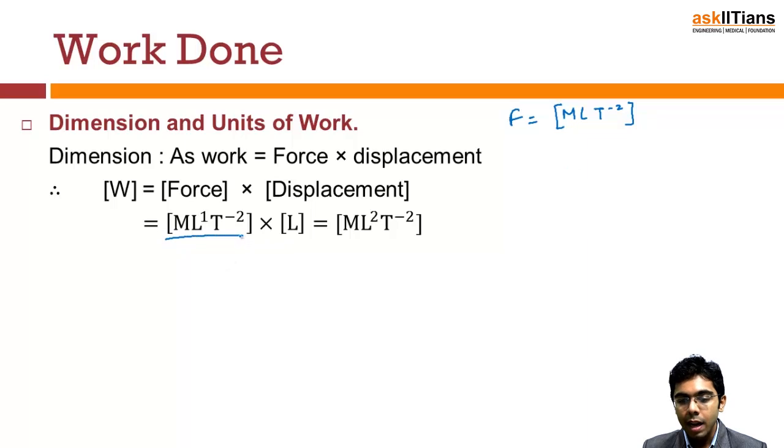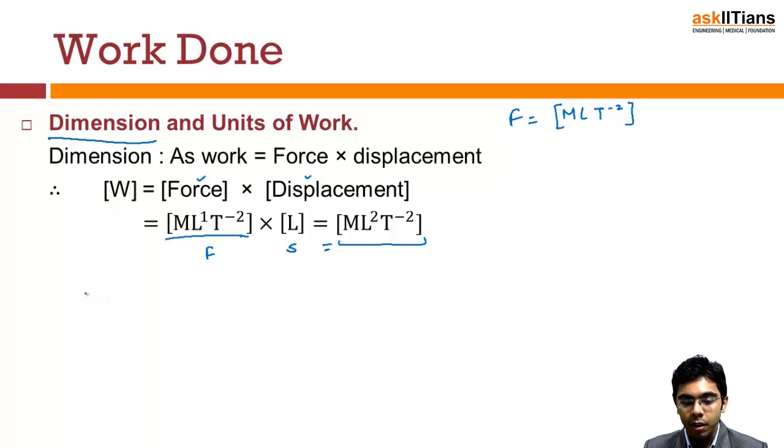So this, as it's MLT minus 2, is force, and it gets multiplied with the displacement. Since work done has the formula force into displacement, force has the dimensions of MLT minus 2 and displacement has the dimensions of L. Therefore it comes out to be ML square T minus 2, the dimensions for the work.